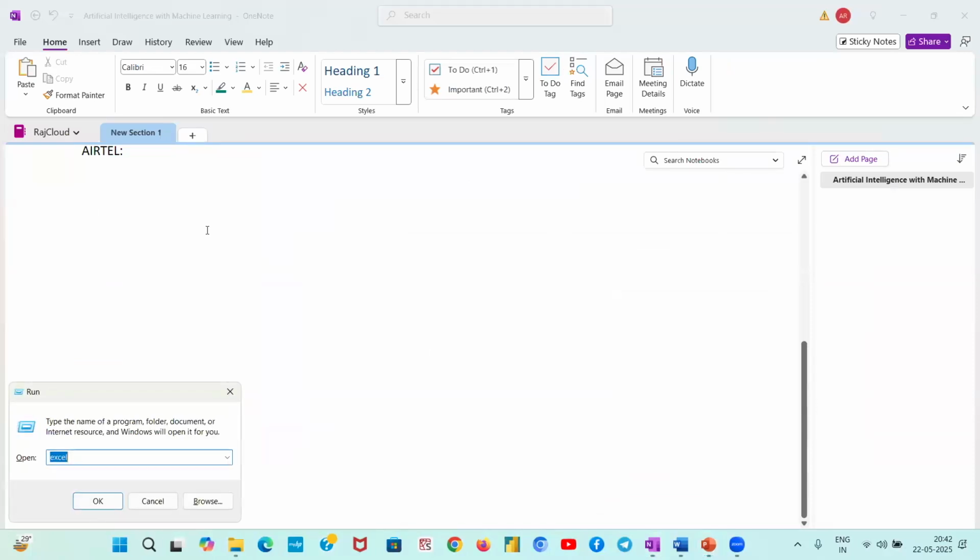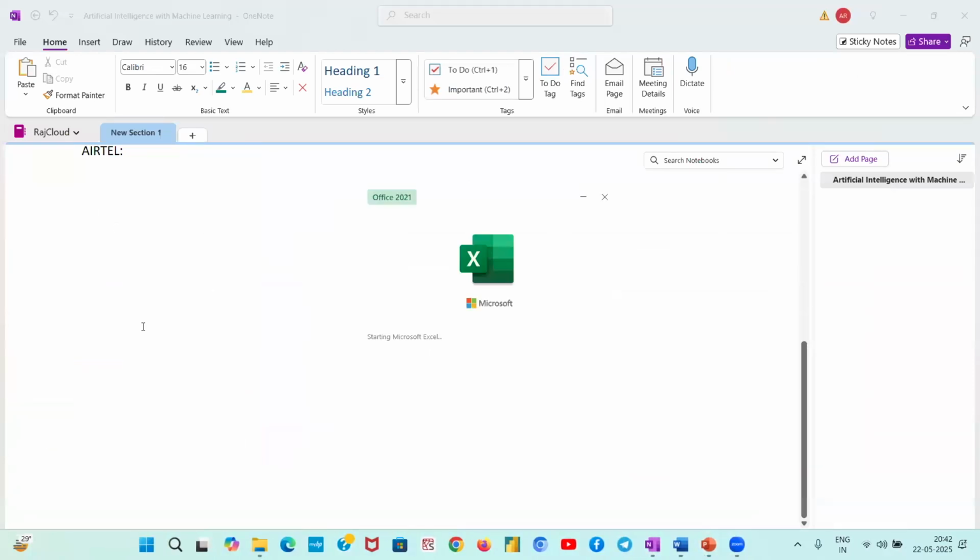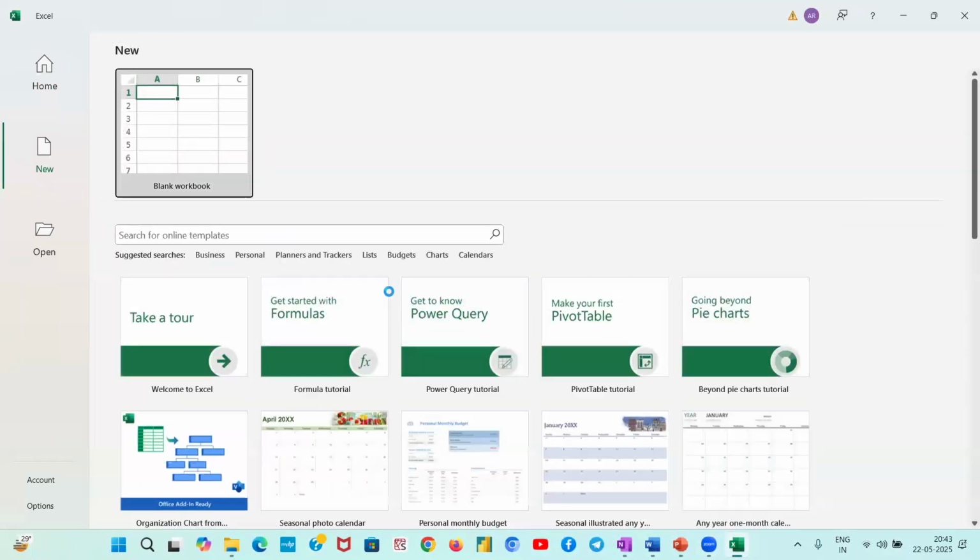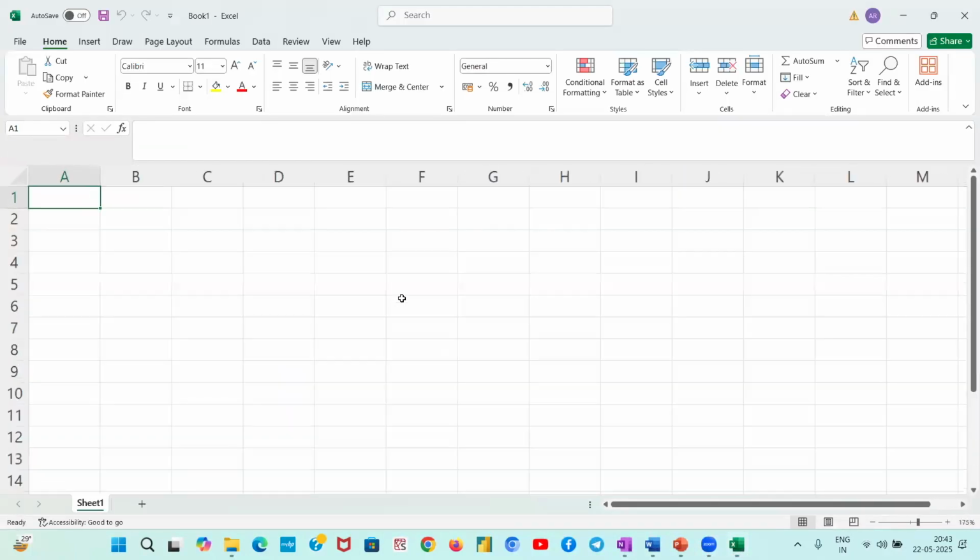So if I have such data, which is Airtel customers data, these are, yes, my Airtel customers data.